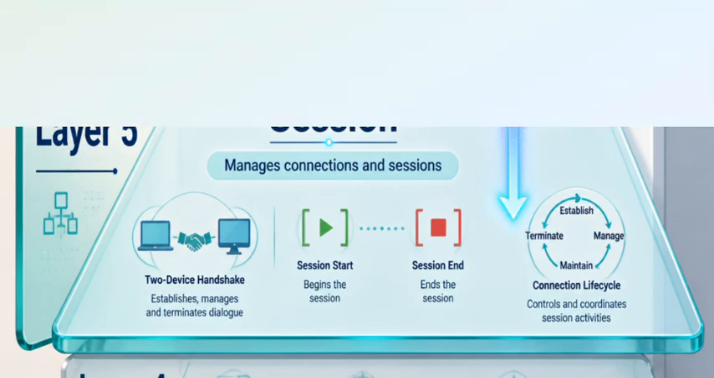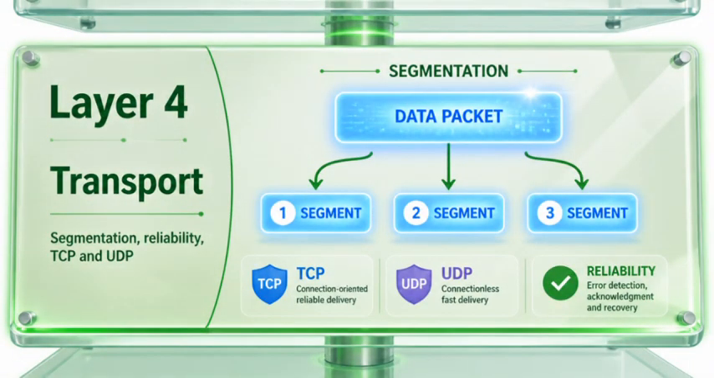The transport layer is where data gets broken into smaller pieces called segments. It makes sure every piece arrives reliably and in the right order. This is the home of TCP and UDP, the two most important transport protocols.